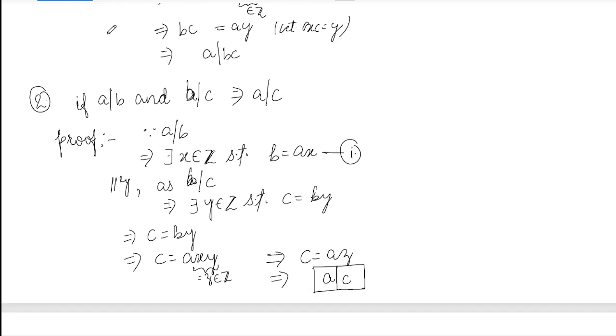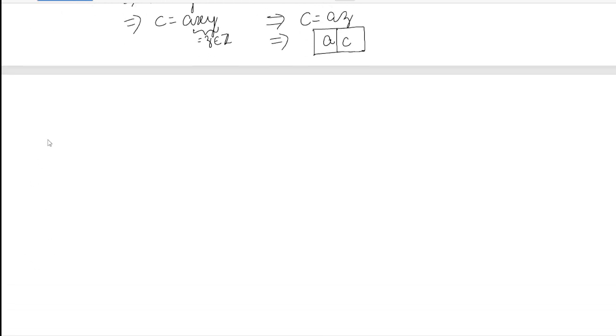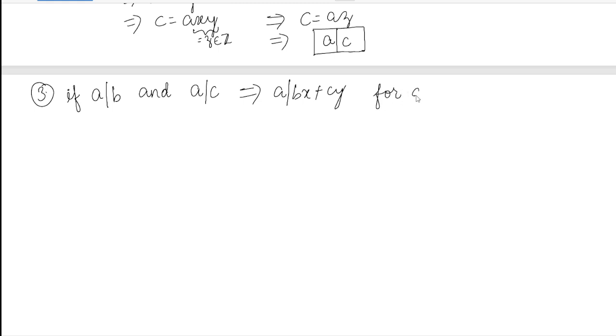अब हम लोग थर्ड पार्ट पे जा रहे हैं. थर्ड पार्ट क्या कह रहा है? If a divides b and a divides c, implies a divides bx plus cy for any integers x and y.